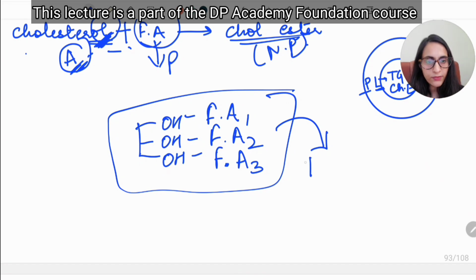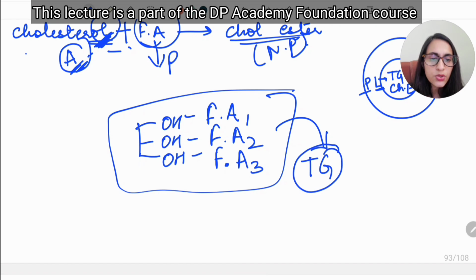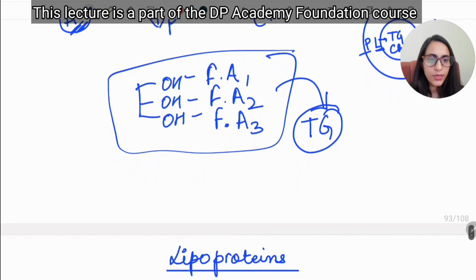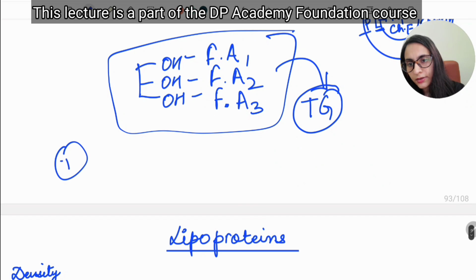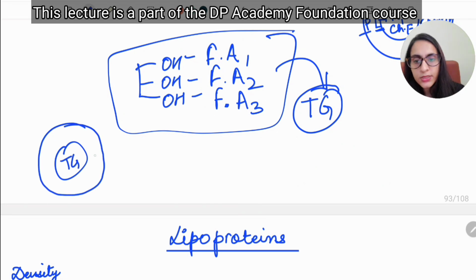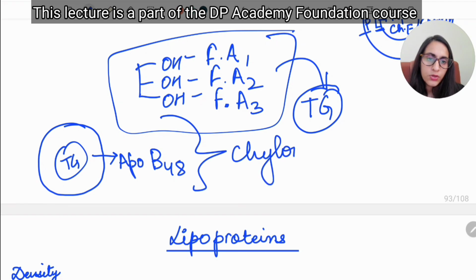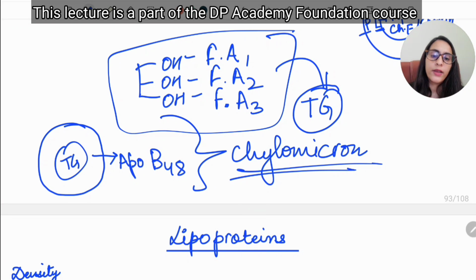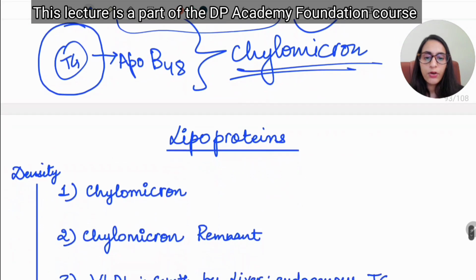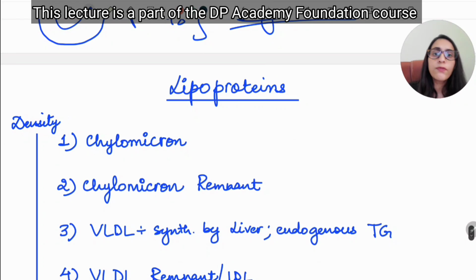So up till now we have this triglyceride which reaches the intestine. When it reaches the intestine, triglyceride is surrounded by a protein part which is known as apoprotein, making it a lipoprotein. So this is ApoB48, and this molecule makes it a chylomicron. So a chylomicron is a lipoprotein which can further transport via the blood. So we have such kinds of lipoproteins.